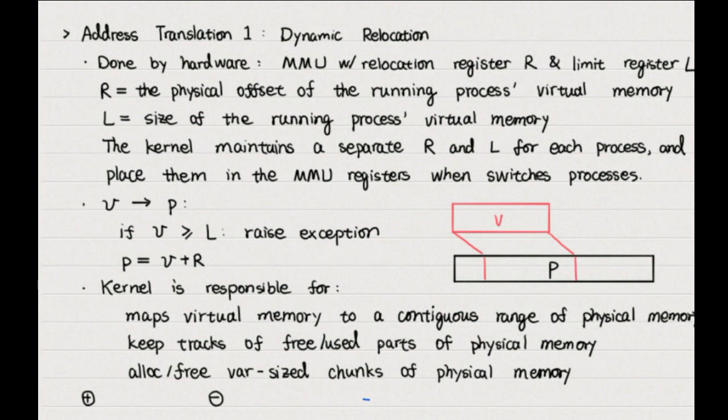What are the kernel's responsibilities then? As you can see from this diagram, the kernel needs to map virtual memory to a contiguous chunk of physical memory and keep track of which parts of the physical memory are free and which parts are in use. This usage information is useful when the kernel needs to allocate or free variable sized contiguous chunks of physical memory. The advantage of dynamic relocation is that it is very simple to implement.